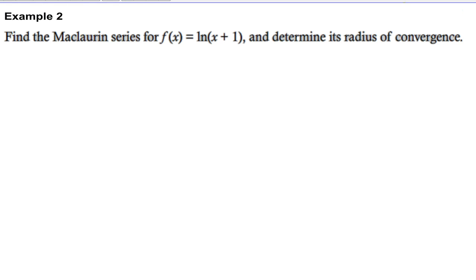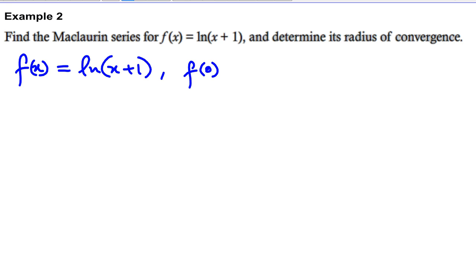In this question, we are required to find the radius of convergence as well. Which means that we shall use the same method that we used when finding the radius of convergence of a power series. So, I'll start by finding the derivatives of this function. f(x) is equal to ln(x plus 1). So, f(0) will be equal to, plug 0 in place of x, so that will be ln 1, which will just be equal to 0.